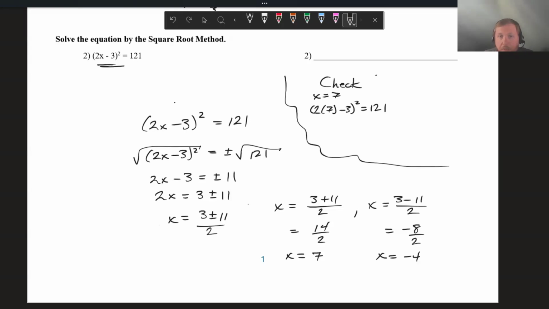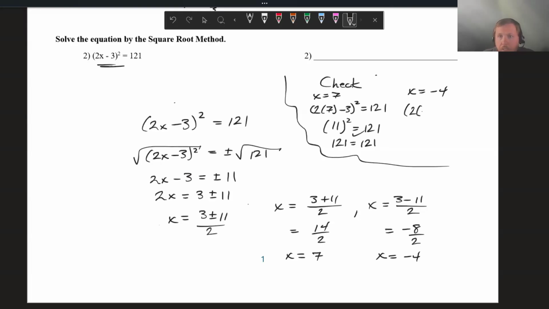So 2 times 7 is 14, minus 3 is 11. So I have 11 squared is equal to 121. So 121 is equal to 121. So that checks. Okay, and then x equals -4.